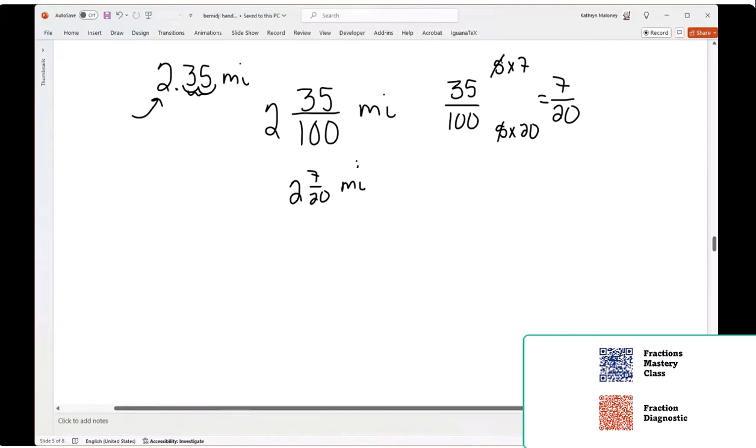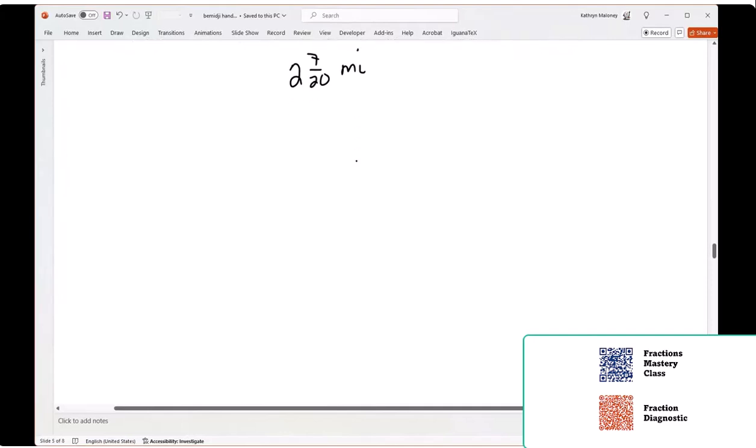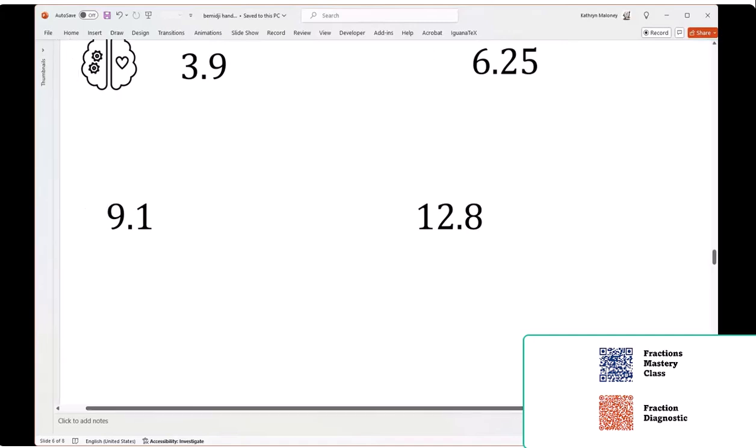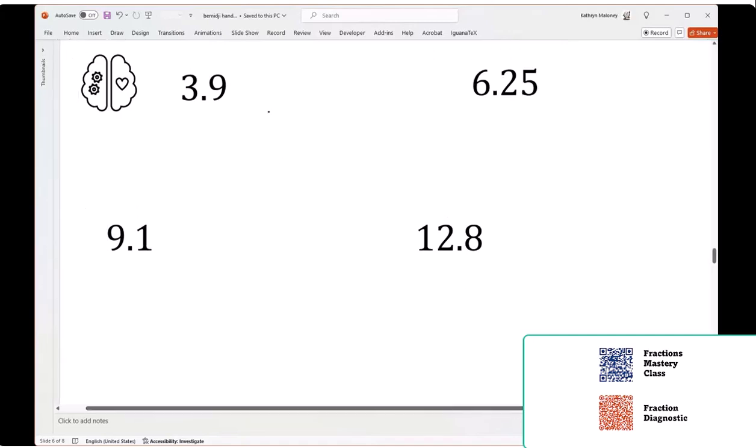Yay! All right. If you have the handout that I sent, this looks like the end, but I'm going to give you a couple more to try. So if you just use the back of your paper or another piece of paper, that would be cool. But what I would like you to do is convert these decimals into fractions.